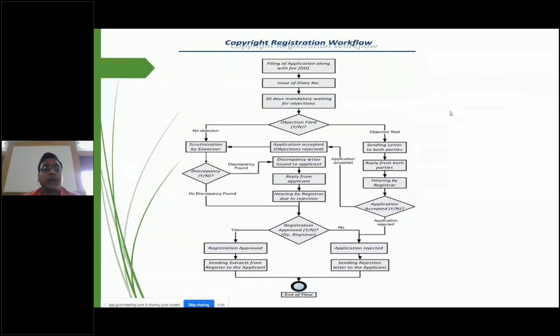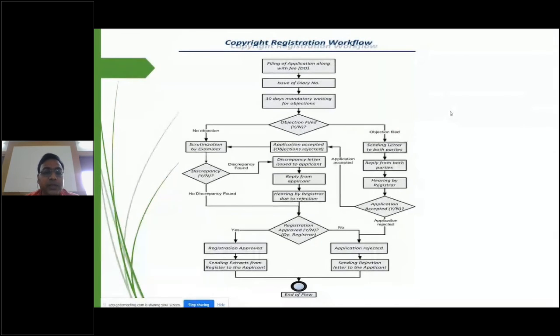After paying and filing, you get a diary number, and you have to keep the diary number for your future reference. Then there is a 30-day mandatory waiting period for any objection, because this is on a public portal. If anyone, through a literature search, finds any objection to the copyrighted material, an objection will be filed. If there is no objection, the scrutiny committee officer may scrutinize it. If there is an objection to the copyright, there is a procedure with a hearing and another process during your copyright.